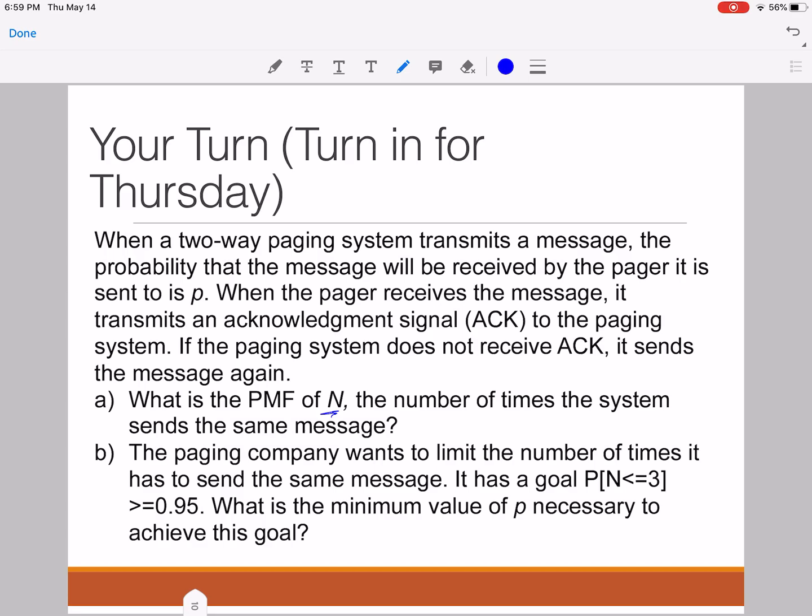So the system is sending the same message over and over again until it finally receives an acknowledgement. So n, the number of times this Bernoulli trial of sending a message has to be performed, can be modeled using a geometric random variable. So in this case, apply the geometric random variable and answer these two questions for Thursday's class.